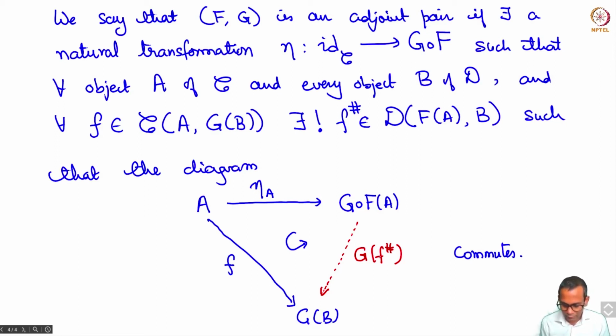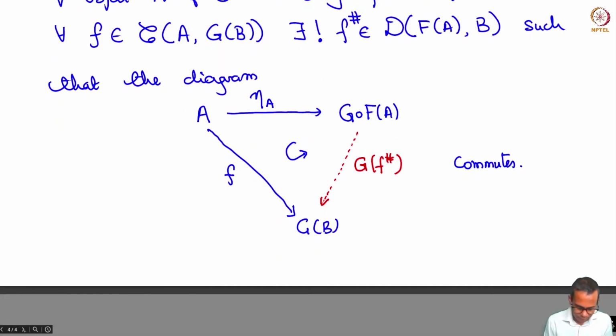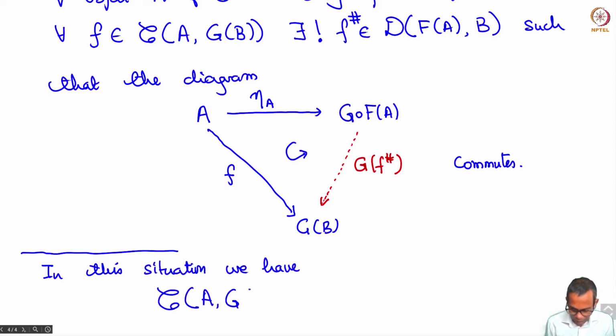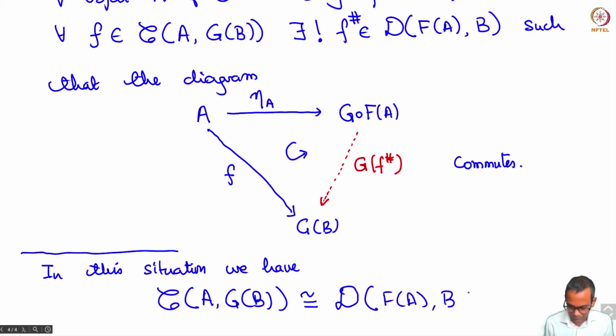In the other direction, given F sharp, you can take G of F sharp and compose it with eta A, and so you get F. And so this completes the definition, but what this is saying is, in the category C, the arrows from A to GB are in bijection with, in the category D, the arrows from FA to B.